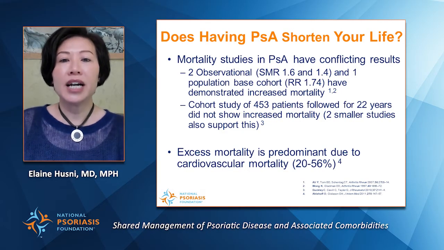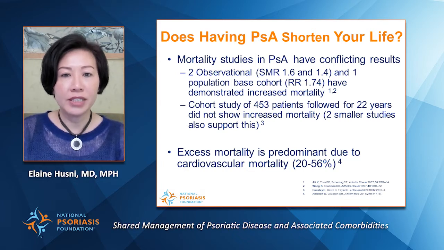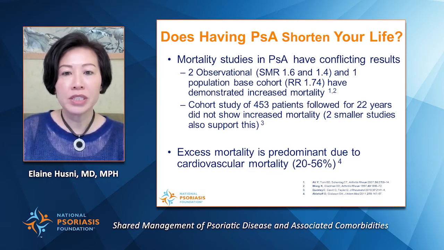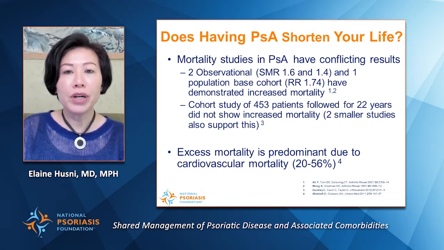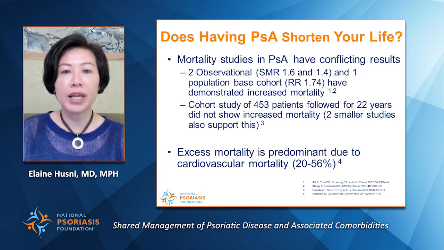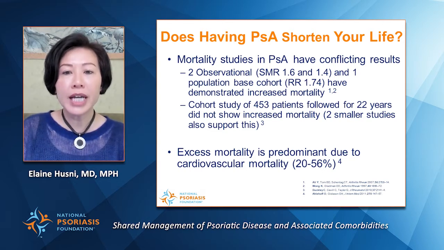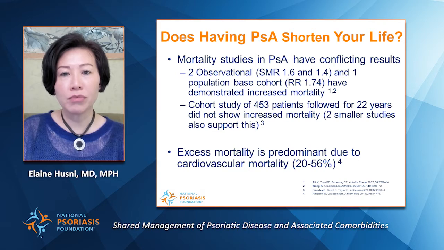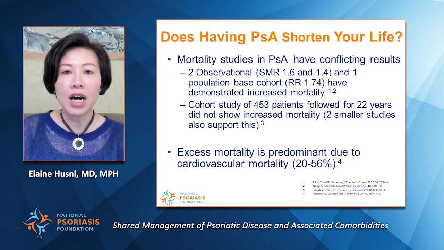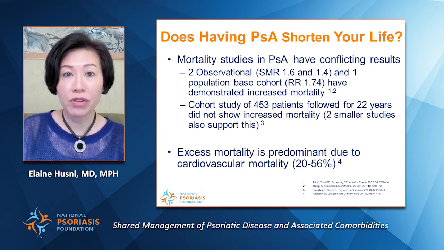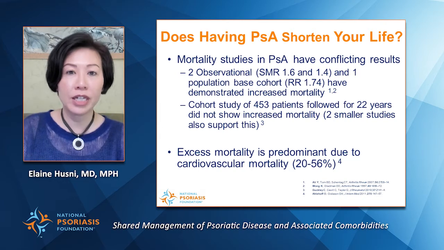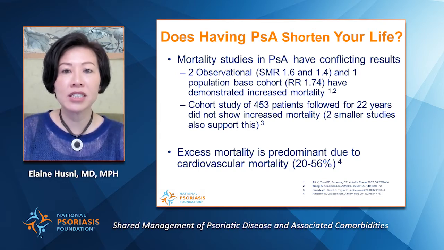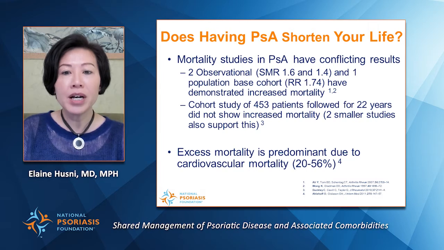So how did we get to even understand comorbidities more? This comes back to the question: does having psoriatic arthritis shorten your life? So we are going to look at some mortality studies, and I'll show you why this is important to comorbidities. The mortality studies in psoriatic arthritis are really conflicting in a way, and we don't have as many as we do in rheumatoid arthritis. But here we have some observational studies that use something called an SMR, which is a standardized mortality ratio, which evens out the statistical analysis of mortality studies. And those show some demonstrated increase of mortality.